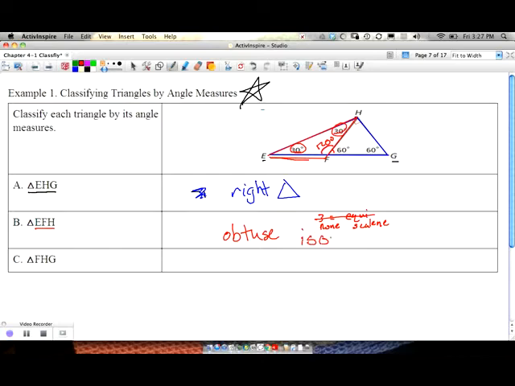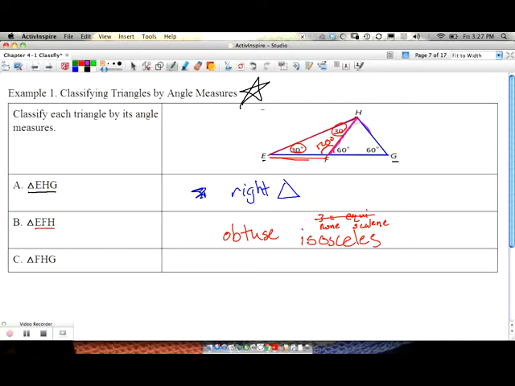All right, let's look at the last one here. We'll do it in green. Or how about purple? FHG. That's this one here. FHG. So we're looking at this triangle.